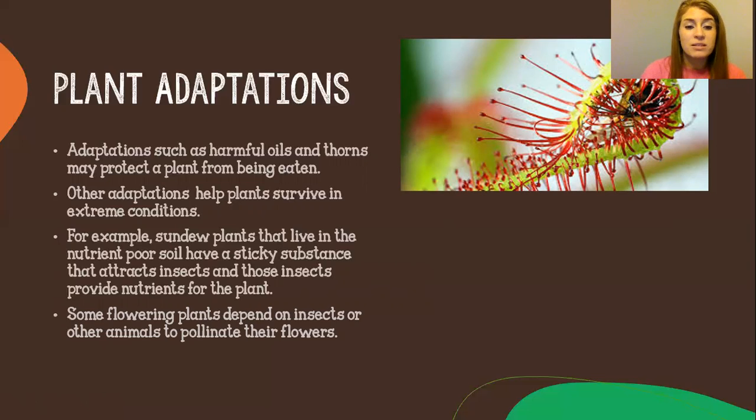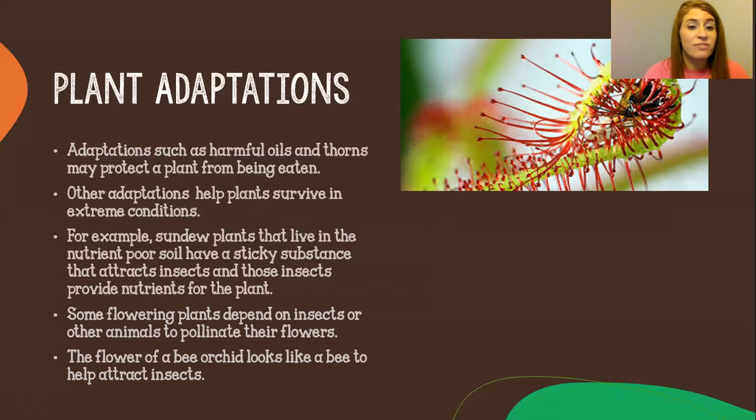And then we've also got some flowering plants that depend on insects or other animals to pollinate their flowers, because the wind doesn't catch their seeds to take them off, or they don't fall from a tree and go that way. They depend on other animals.